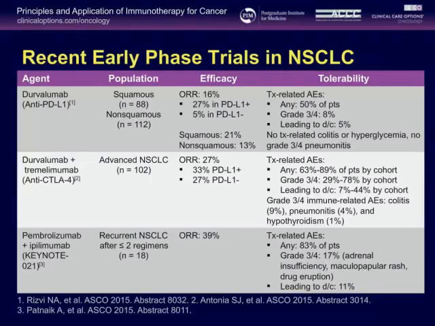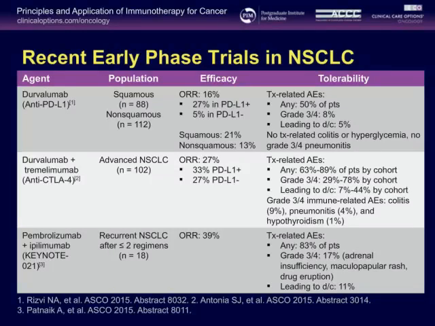And these are some data with some of the other compounds. So this is the durvalumab, or MEDI4736, by itself. The response rate was again around 20%, maybe a little higher in the squamous. Adverse events, not that different than what we're seeing with the other drugs.